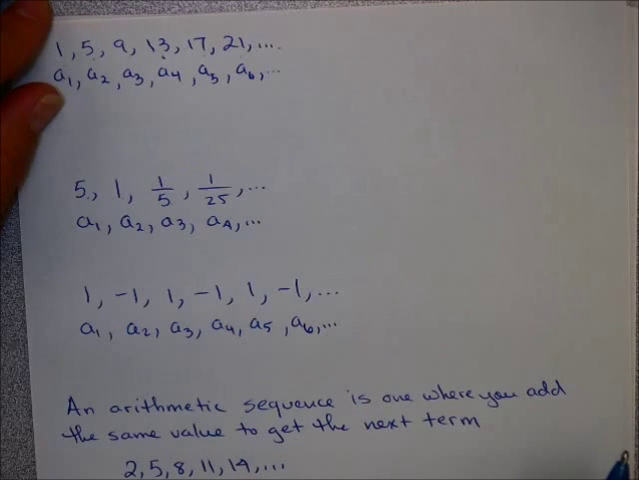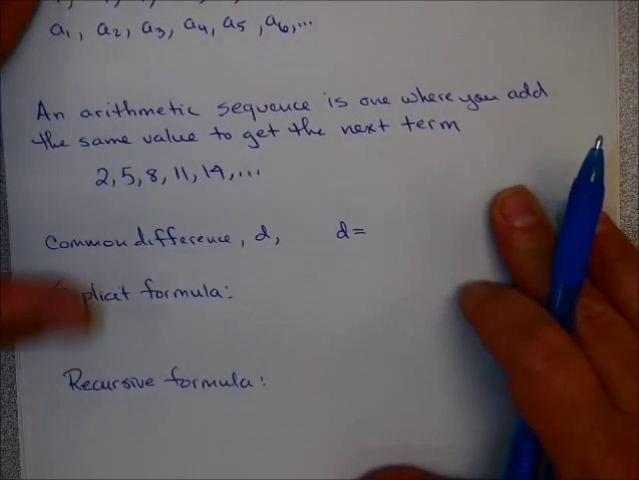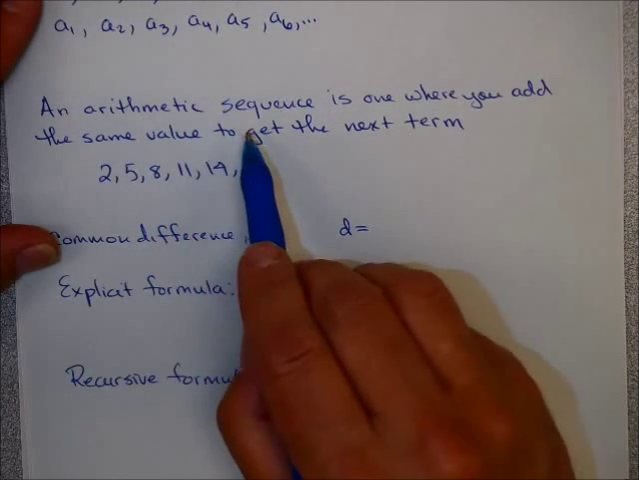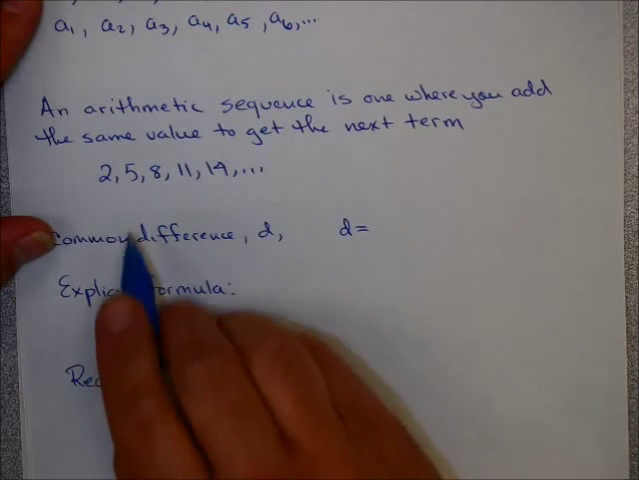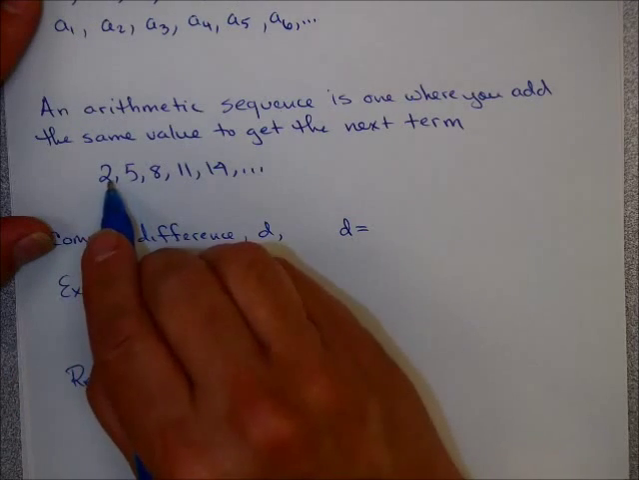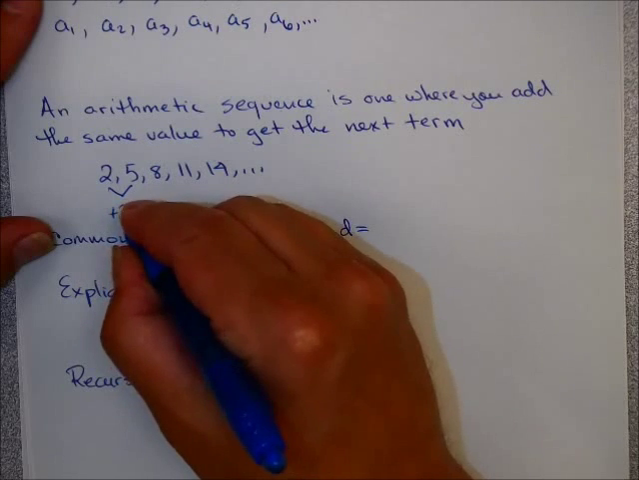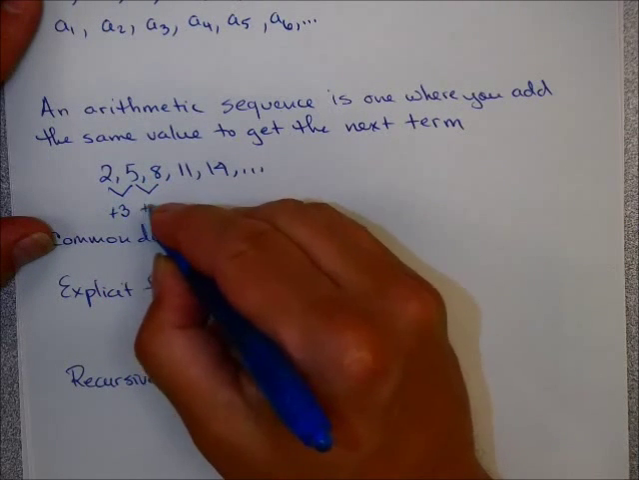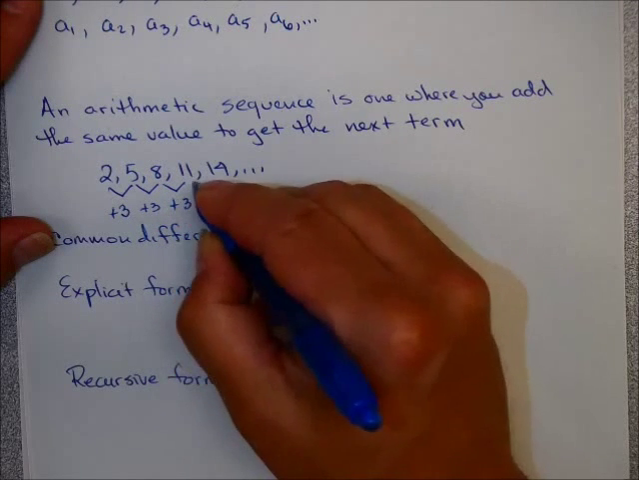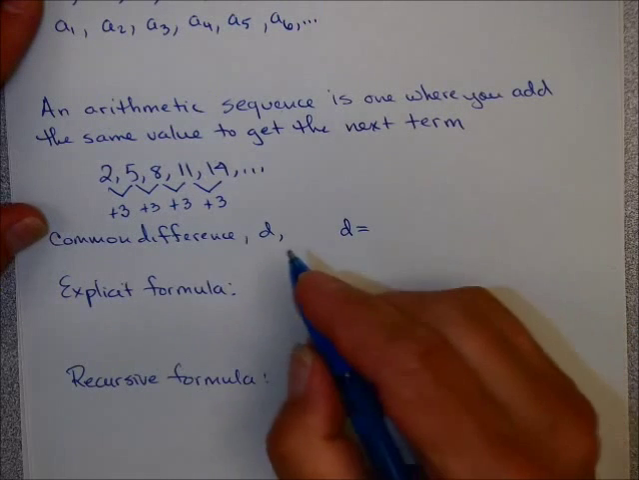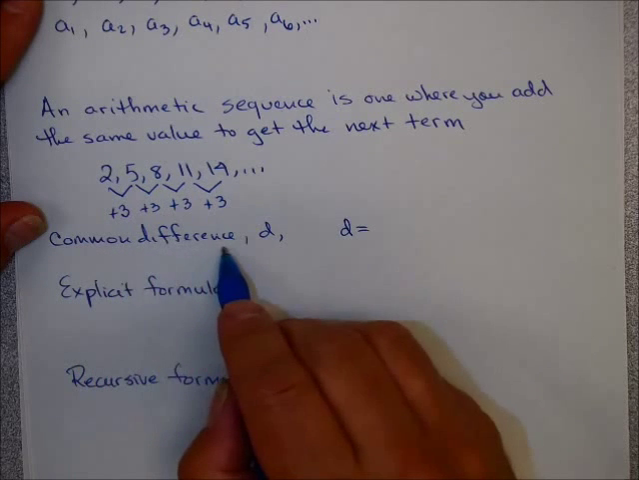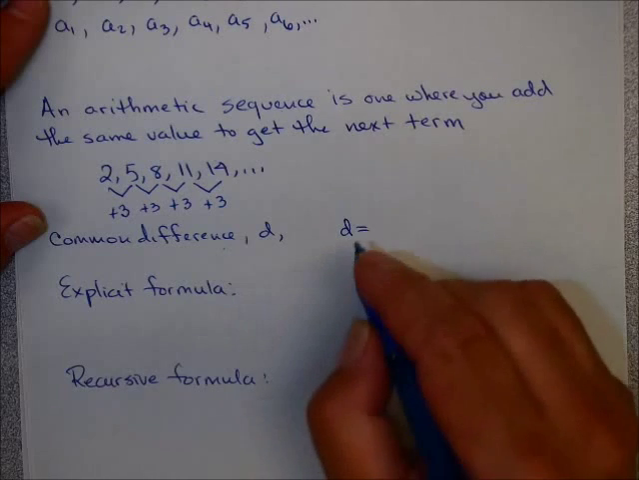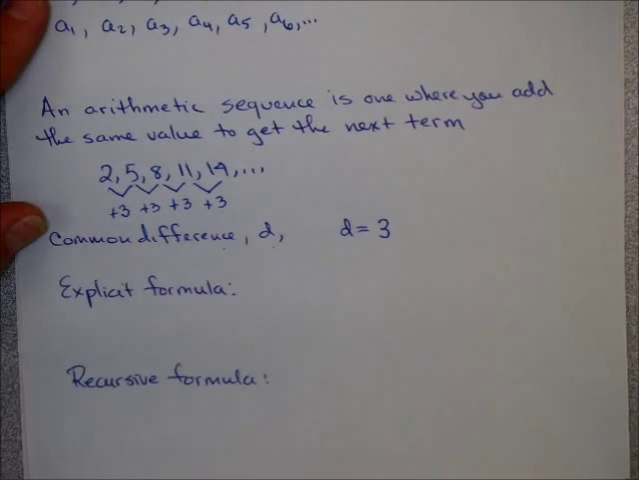Sequences that have patterns like this are the ones that we are interested in, and we're interested in 2 different types. The first type being what we call an arithmetic sequence. An arithmetic sequence is one where you add the same value to get the next term. Let's take a look. Here's an example of an arithmetic sequence. 2 plus what is 5? Well, clearly I add 3, and 5 plus 3 is 8, and 8 plus 3 is 11, and 11 plus 3 is 14. This number 3, if it happens to work this way, in an arithmetic sequence is called the common difference. We use the symbol d for that, and in this case, d is 3.